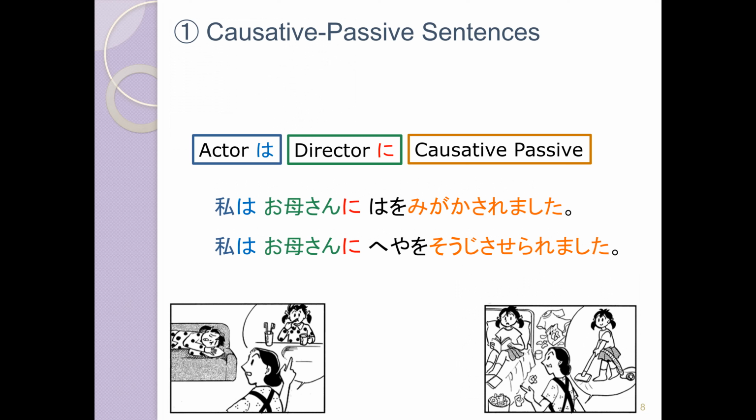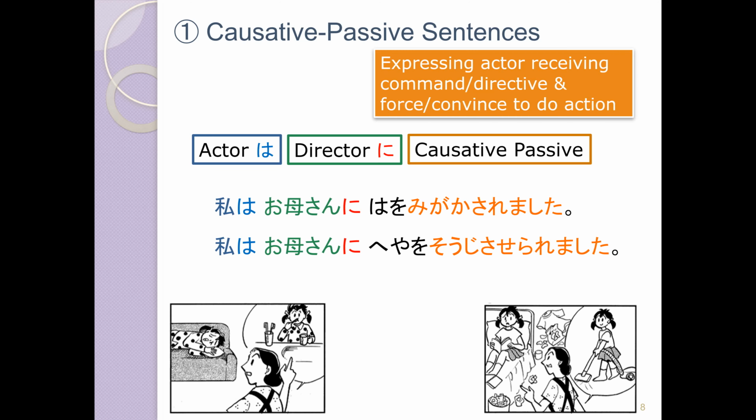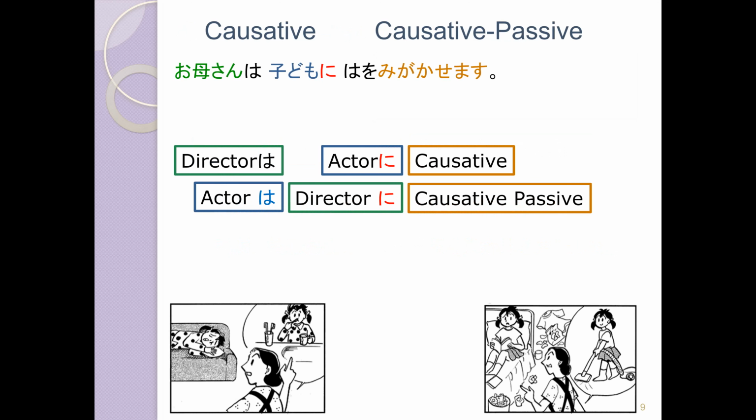So the actor は director に causative passive. In the same way as we have a regular sentence and a passive sentence, and they have the same information but from the opposite perspective, these causative passive sentences have the same information as a causative sentence, but from the opposite perspective. Instead of talking about somebody made me do something, we focus on I was forced to do something by somebody. And once again, the idea is that it's really emphasizing how unhappy you are about being forced to do this. It makes you really annoyed or frustrated or sad that you had to do this.